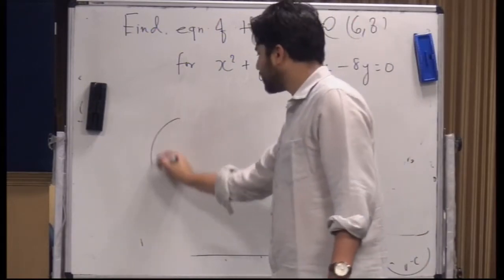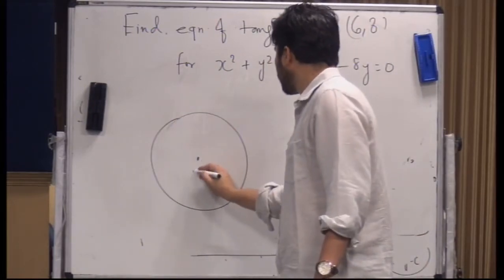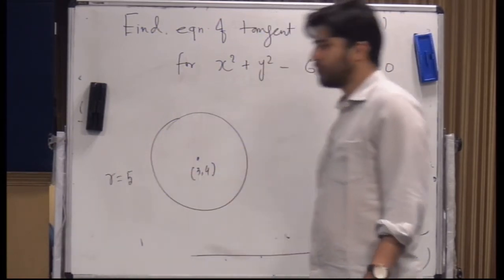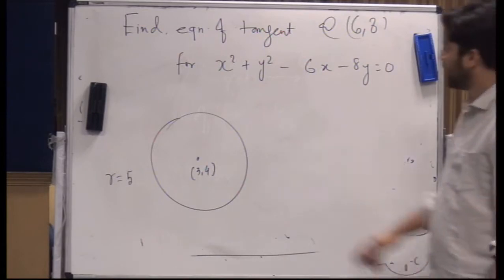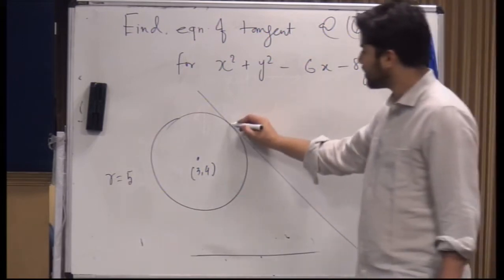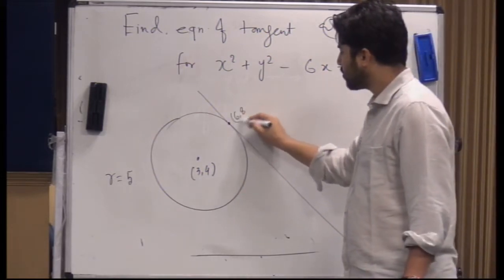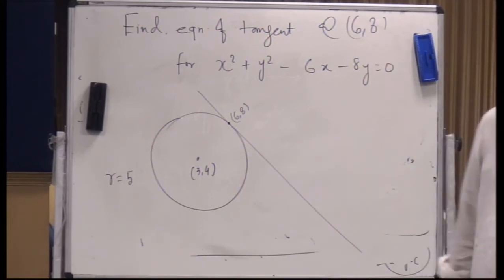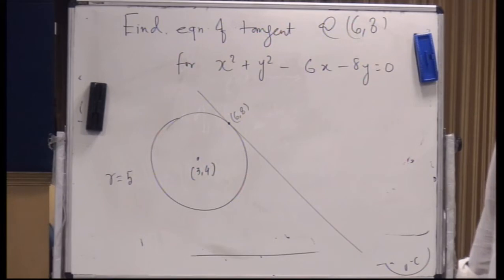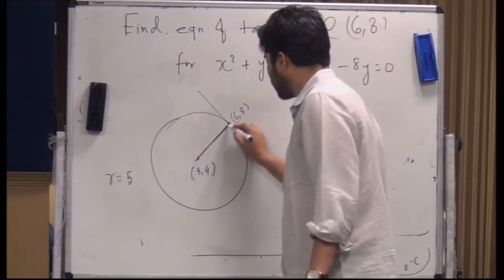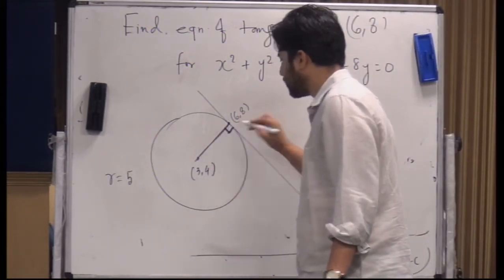So you have a circle whose center you know as (3, 4) and radius you know as 5, right? And then you have a tangent which is touching at (6, 8). Okay. Now remember class 10th. What is the property between the radius and the tangent? They are perpendicular. Excellent, excellent. So you know this is perpendicular, 90 degree.